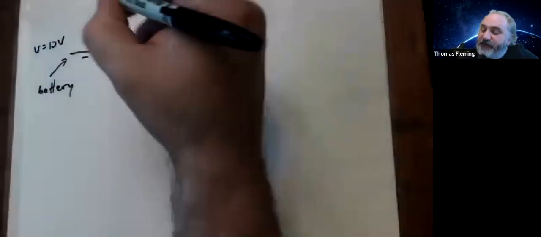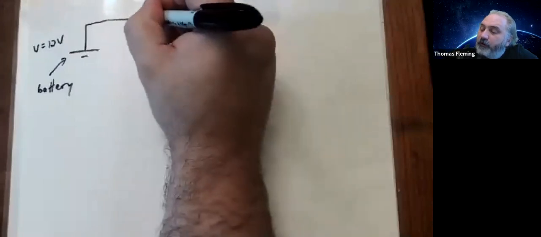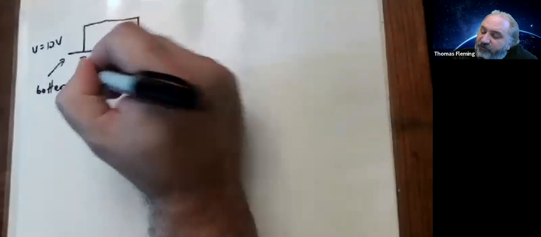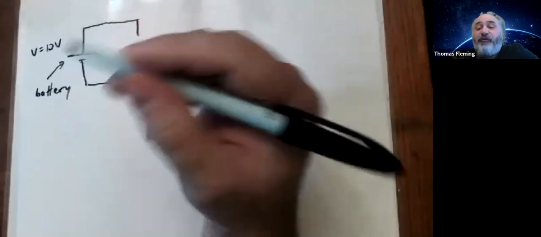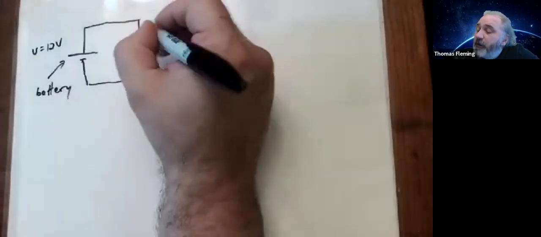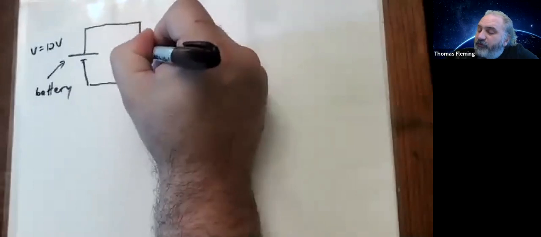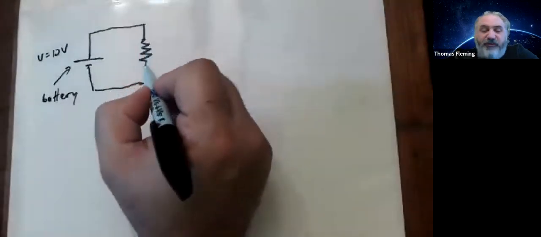And I'm going to connect this battery to some piece of wire where the resistivity is non-zero, which we will call a resistor. So a resistor is just an element of my wire that has a non-zero resistance. It'll get denoted on circuit diagrams as a little zigzaggedy line.